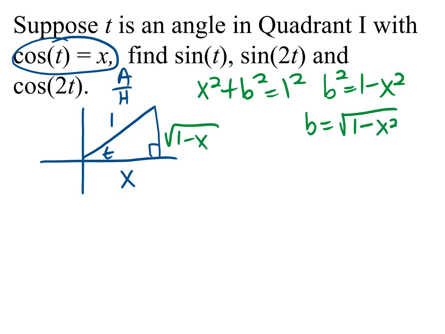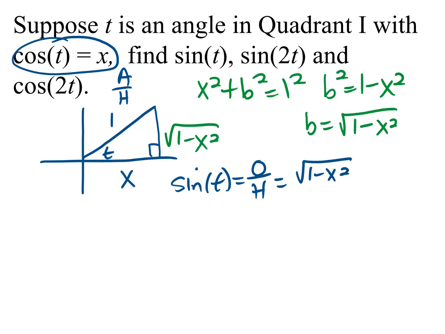So now I'm ready to answer the things I want. First I want the sine of t. So sine of t, we know that sine is opposite over hypotenuse. So opposite is the square root of 1 minus x squared, over hypotenuse is 1. So we don't need to put it over 1, and there's our answer. Next we're going to find sine of 2t.